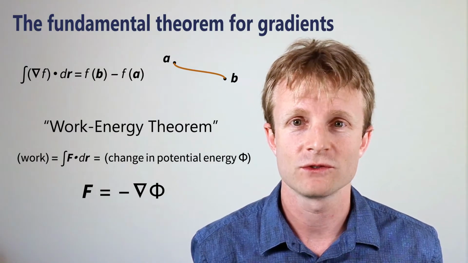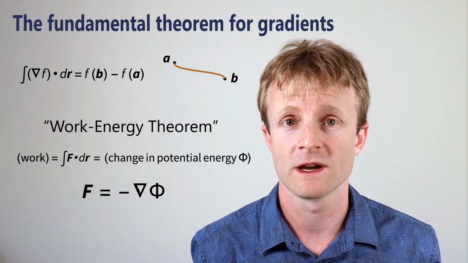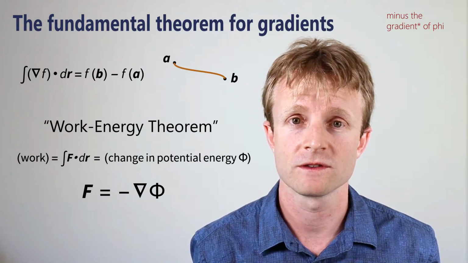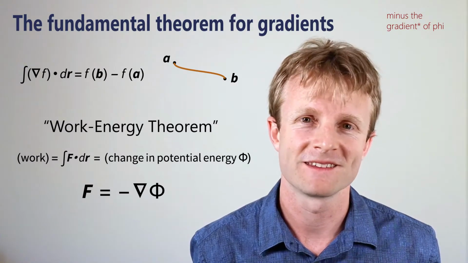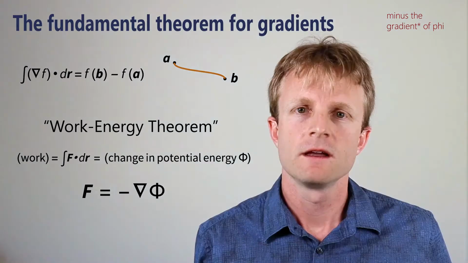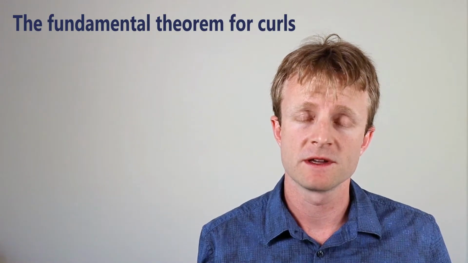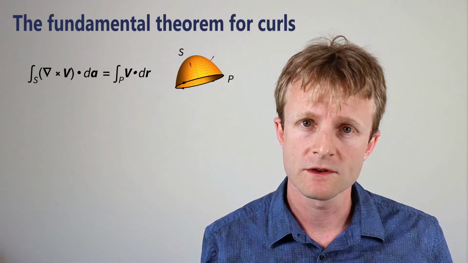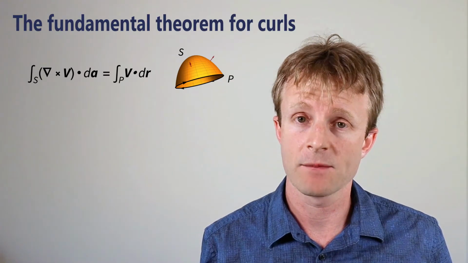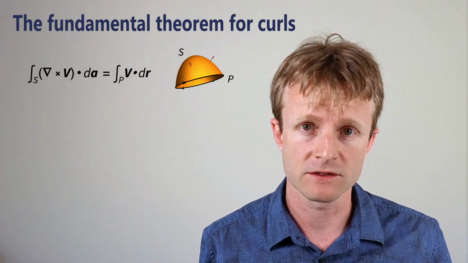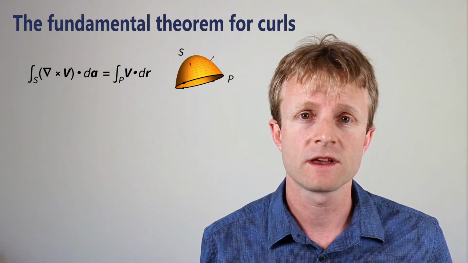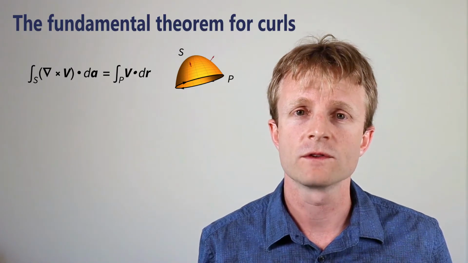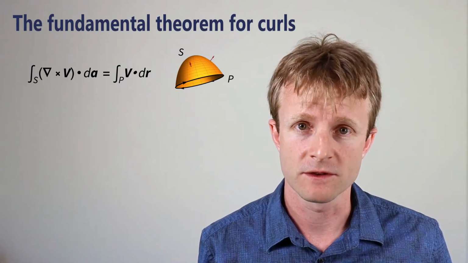And I'll warn you that usually there's a conventional minus sign. We write F equals minus the gradient of phi when we introduce potentials for forces in the work-energy theorem, but it's the same theorem. Now we come to the fundamental theorem involving curls. This theorem says that if you do the surface integral of a vector field that happens to be the curl of another vector field, then the answer is given by a line integral of that other vector field over the bounding line to the surface.